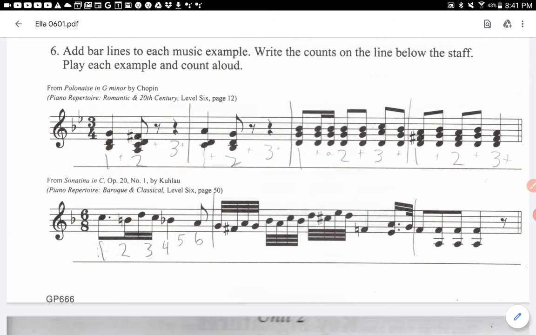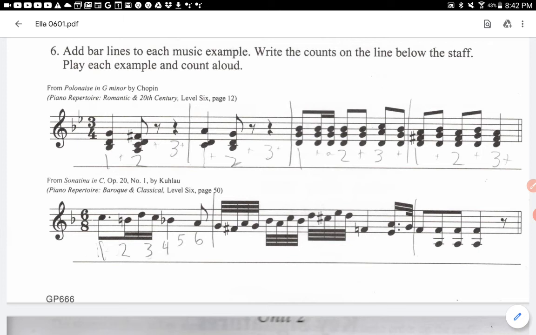Okay, so let's just try to clap it. And again, we're gonna go pretty slow. 1 and 2 and 3 and 1 and 2 and 3 and 1 and 2 and 3 and 1 E and 2 and 3 and 1 and 2 and 3.